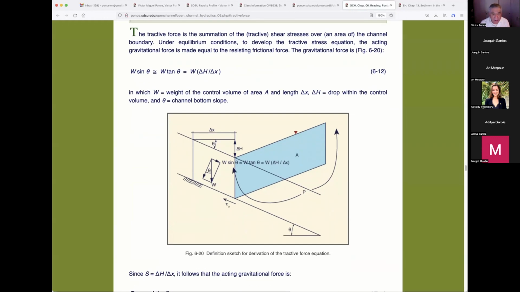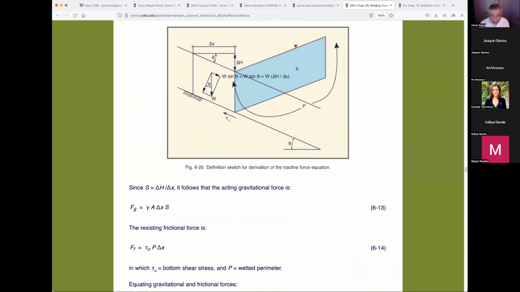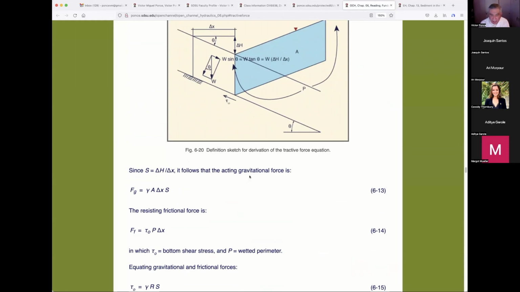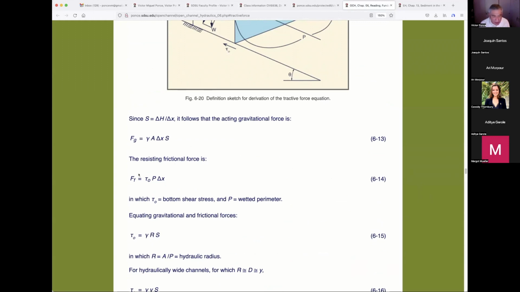And in here, you can see the control volume and the hydraulics that is necessary to get to the formula. And that is given by a balance between the acting gravitational force, which is equation 13, and the resisting frictional force, which gives us, by equating these two equations and doing the corresponding hydraulics in the geometry, this formula 6.15, which says tau is equal to gamma RS. It's quite the same as what we had discussed. Remember, gamma RS, where gamma is the specific weight.